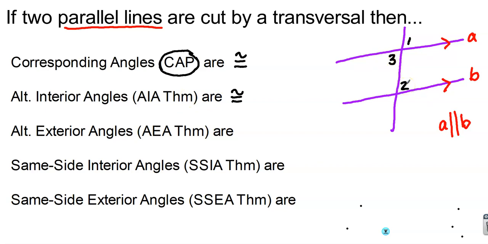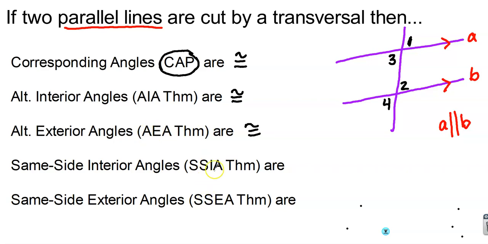Okay, alternate exterior, they have to be on opposite sides and both on the exterior, so 1 and I'll make this 4 would be alternate exterior. Guess what? They're also congruent. So far, everybody's been congruent. Again, this is by, just like it would sound, alternate exterior angle theorem.